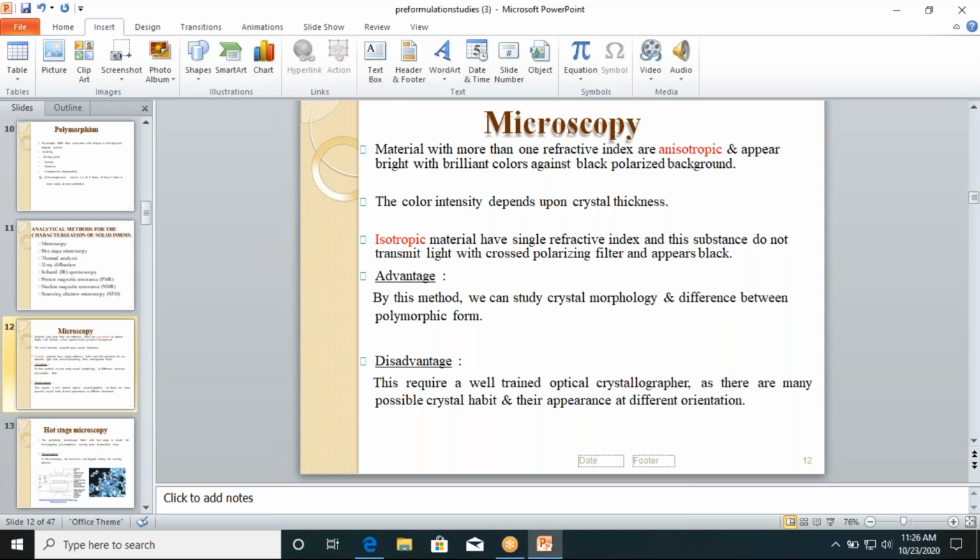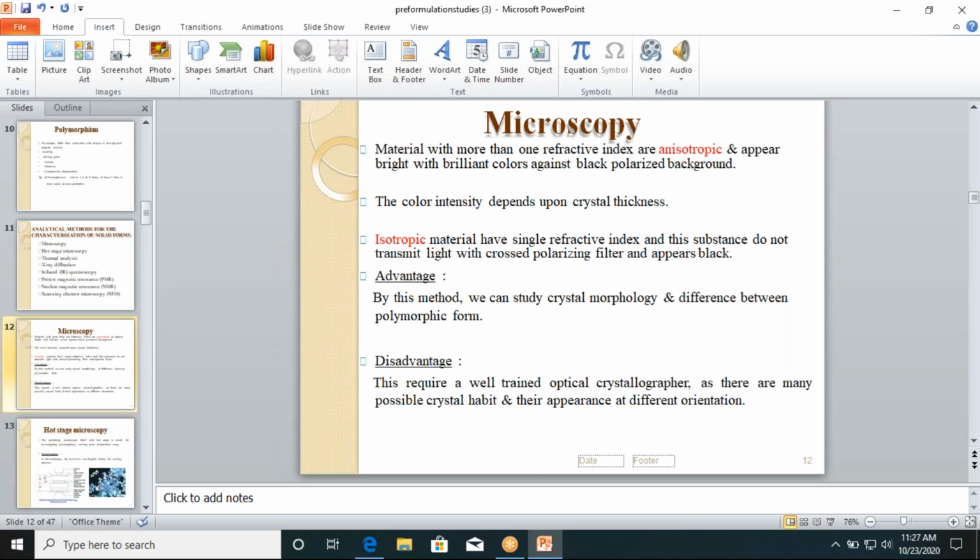So microscopy. Why are you going for the microscopic method? Microscopy will also determine when a material has more than one refractive index. The same material, when it has more than one refractive index, is called anisotropic. Okay, so this you have to know. These anisotropic compounds will appear bright with brilliant colors against a black polarized background. So when you have a black background, anisotropic compounds will appear bright.